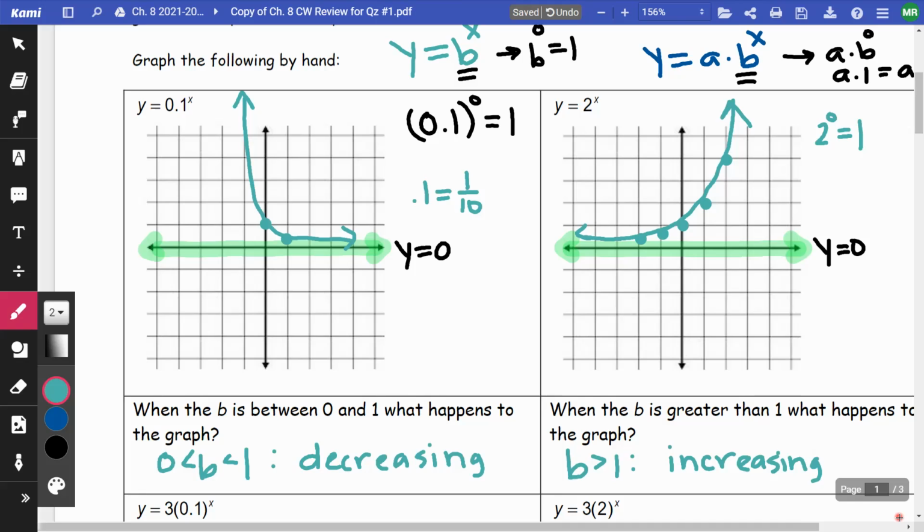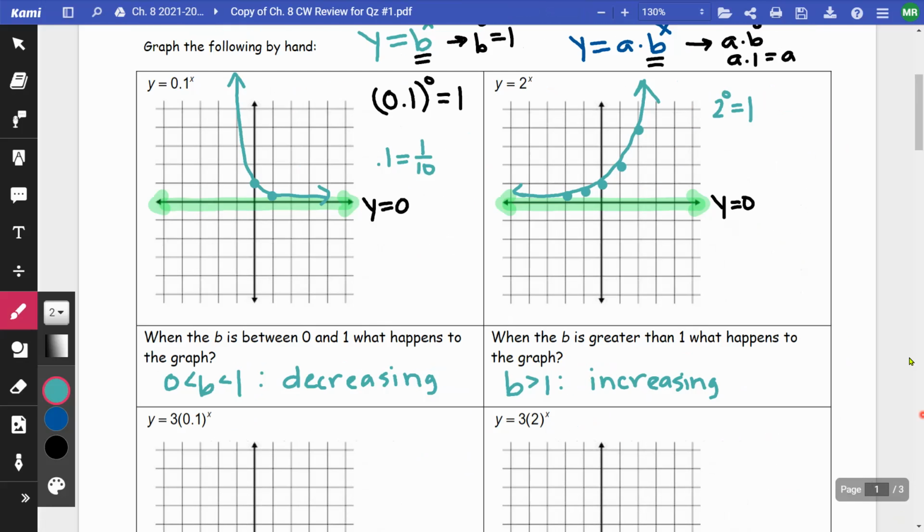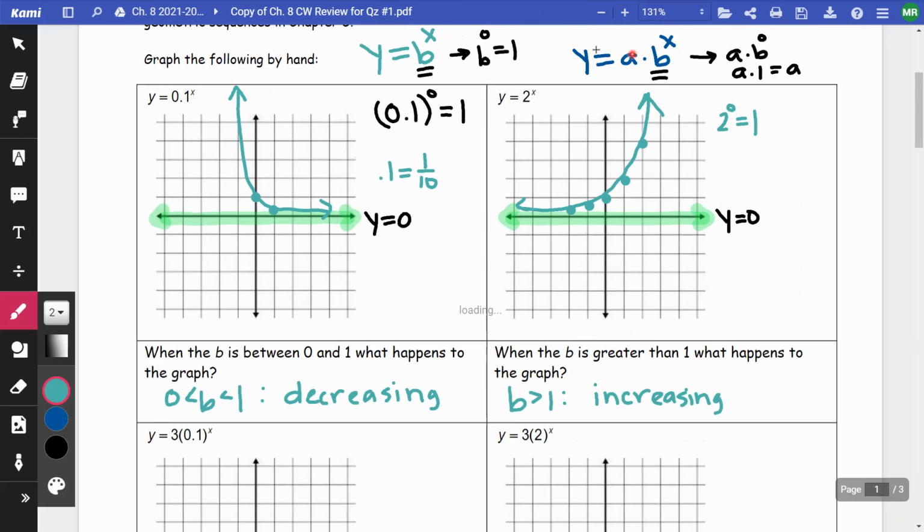Now, on the ones below, they're like this one up here, a times b to the power x. So you'll notice this one was 0.1 to the power x. This one down here is 3 times 0.1 to the power x. So now I have a number in front. This one up here was 2 to the power x. Now we put a number in front of it, 3 times 2 to the power x. Now the difference is going to be the following.